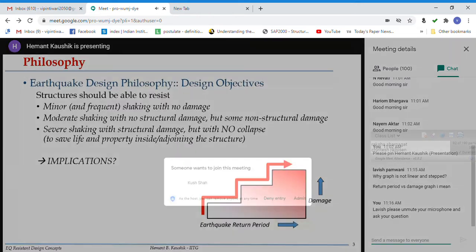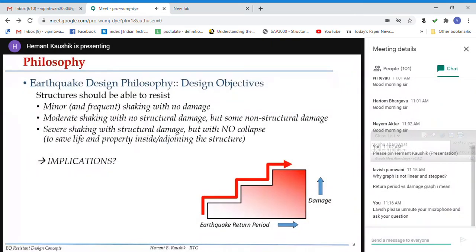Not only the property which we are talking about, but also the adjoining properties, because the structure, when it collapses, it may collapse over another structure, damaging some other structure. So these 3 points are basically the design objectives in any earthquake design philosophy. So minor earthquakes, no damage at all. Moderate earthquakes, non-structural damage are expected, but no structural damage. Severe earthquakes, we expect structural damage, but then no collapse.